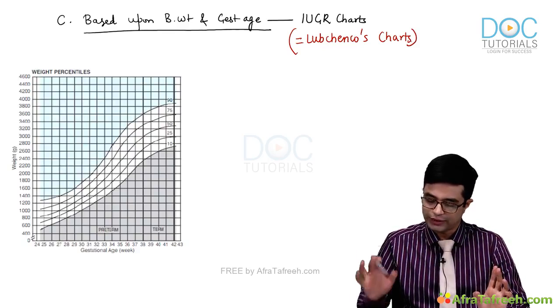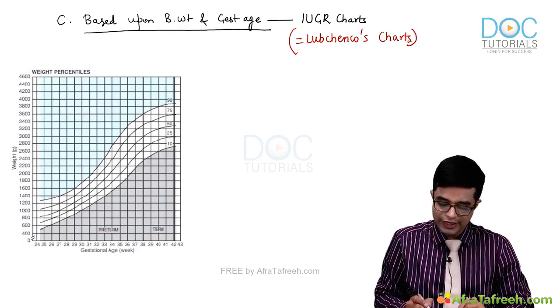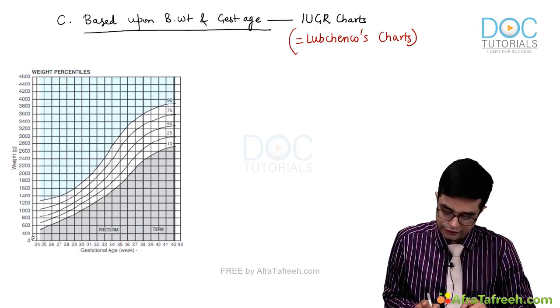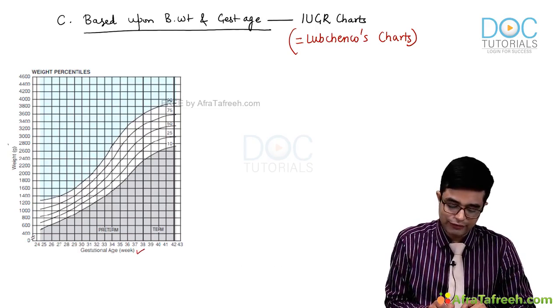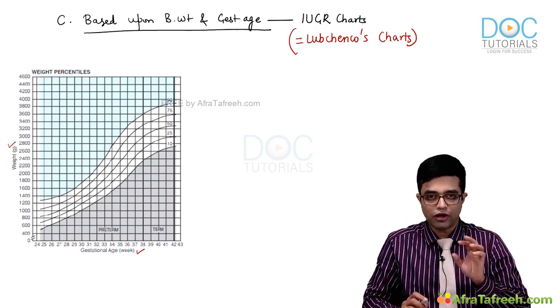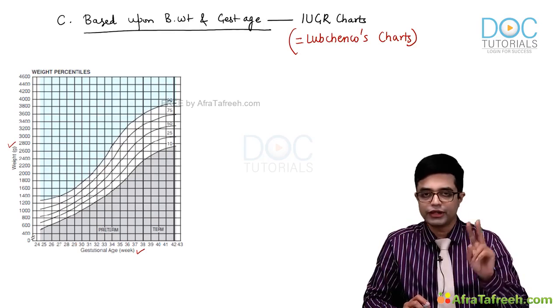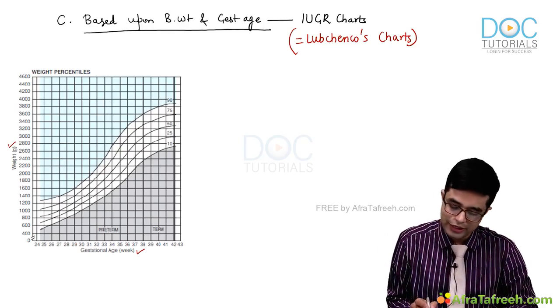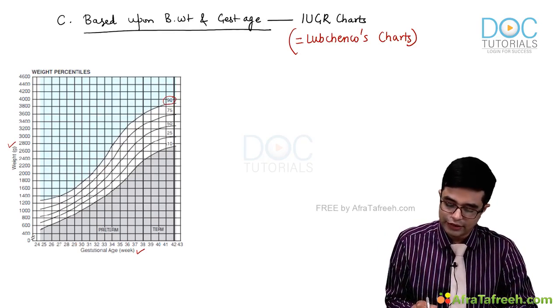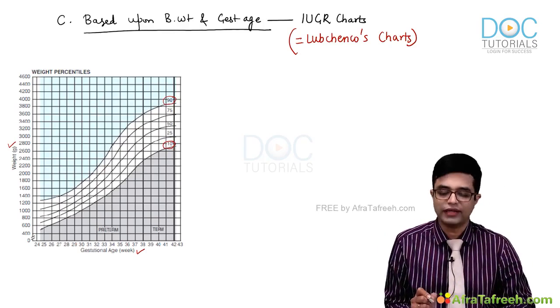The chart looks something like this. On the x-axis, as you can see here, is the gestational age in weeks. On the y-axis, you have weight plotted in grams and various curves you can see. For this classification, there are two things that you need to look at. The uppermost curve is the 90th centile curve and the lowermost curve is the 10th centile curve.